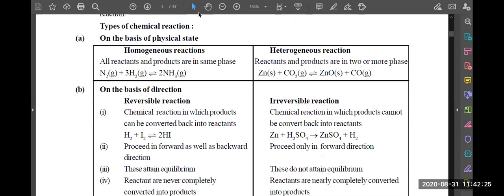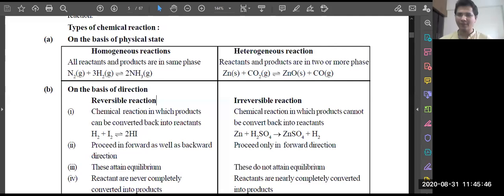I'm just turning off my video. So we will start now. On the basis of phase, we have two types of reactions: first, homogeneous reactions, and second, heterogeneous reactions. We have studied this in class 9. Homogeneous means same phase, meaning the phase of both reactant and product should be the same.